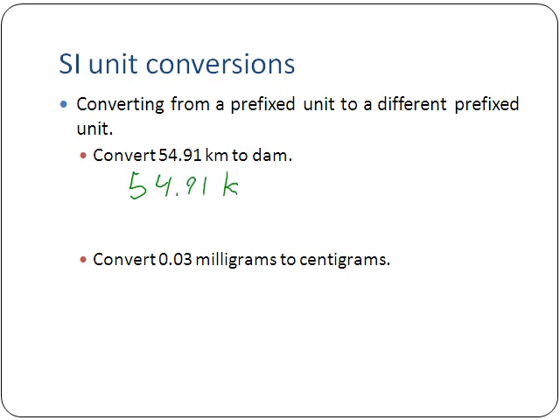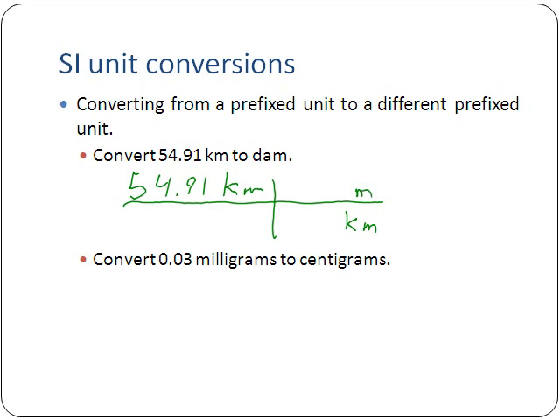54.91 kilometers. Set up our table like this. And the first thing we do, we want to get rid of what unit? Kilometers. So we put kilometers on the bottom. Okay? What do we want to go to? Well, we want to go to decameters. But if you look at your table, you don't have a conversion between kilometers and decameters. But you do have a conversion between kilometers and meters.